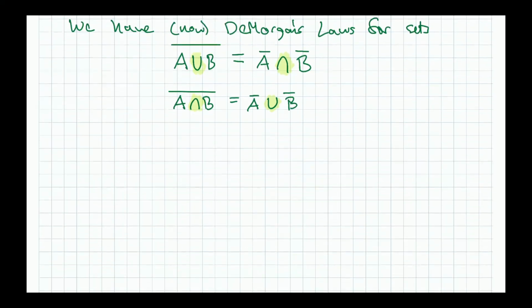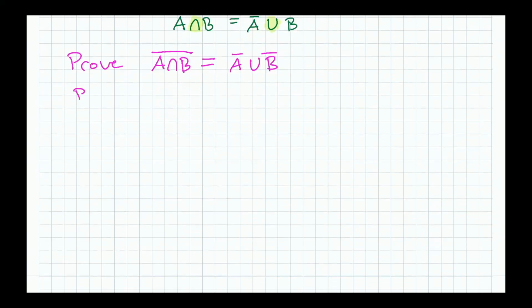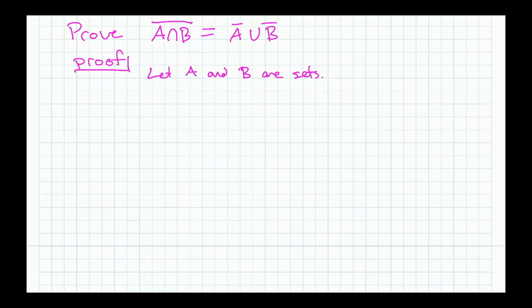So let's prove that the complement of A intersect B is going to be equal to the complement of A union the complement of B. Okay, let's prove that. You're not going to have to do a lot of these proofs. We're just kind of verifying these identities. All right, let's try this. So let A and B be sets. Okay, so let's get started.